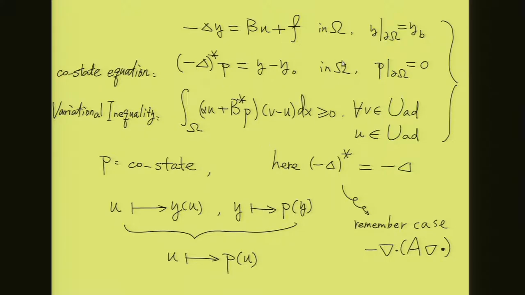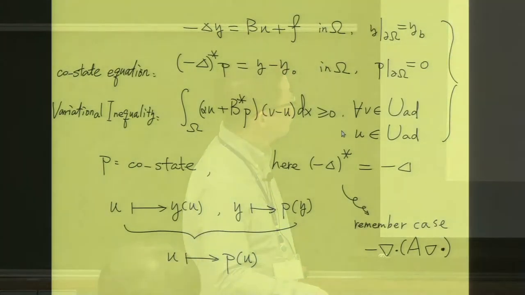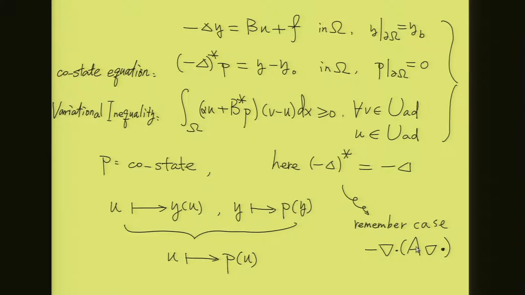I will refer to this equation as the costate equation, and this one as the variational inequality. I write this minus Laplacian star to be the dual operator. Since for minus Laplacian, the dual operator is itself. But sometimes in some practical cases, we can replace this operator with this operator. So we can plug in this coefficient A here, and A can be nonsymmetric. And then this star will give us the transpose of A in the costate equation.